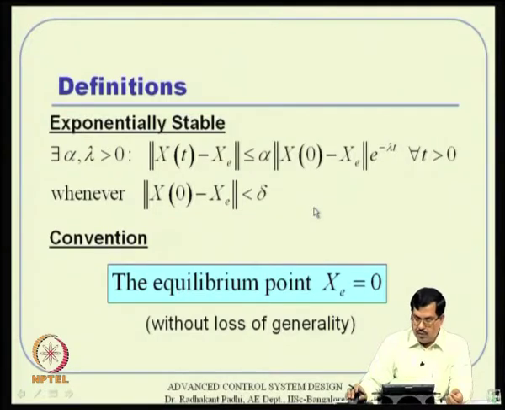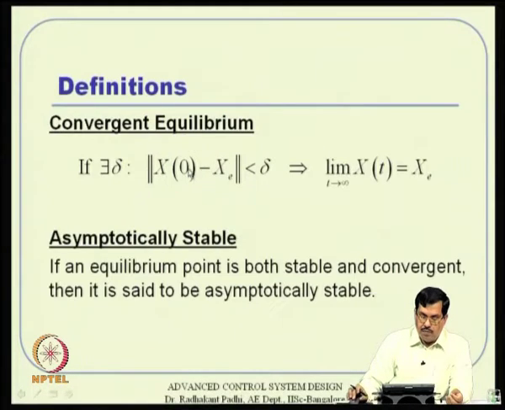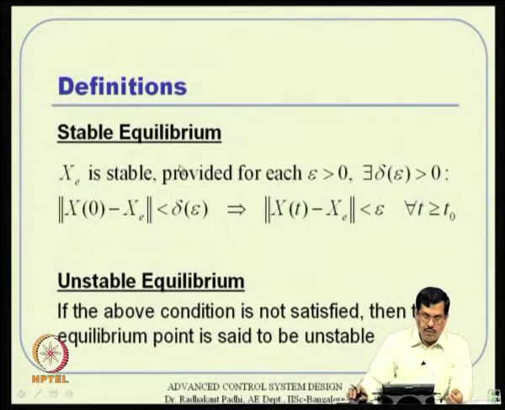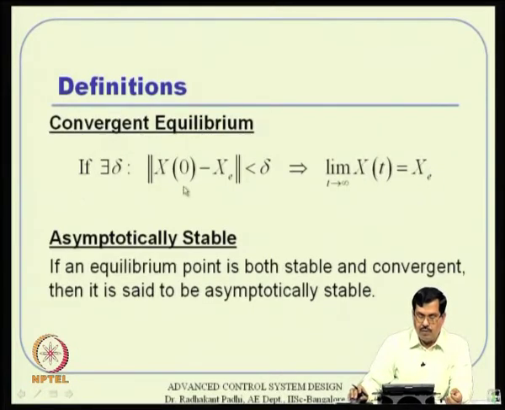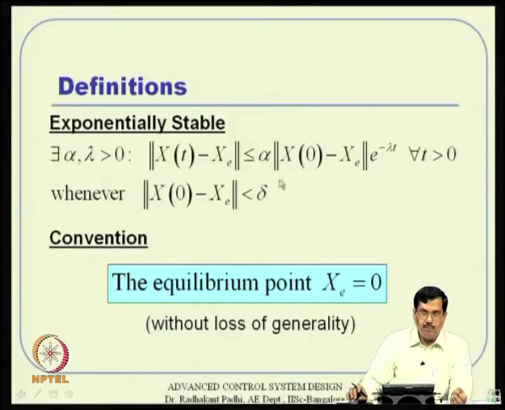These are the definitions. First, the three things we are worried about. First is what is a stable equilibrium point, and if it does not satisfy that, that is unstable. But if it satisfies that, then we are worried about the convergent equilibrium condition. And if both are there, that means the equilibrium point is both stable as well as convergent, then we call it asymptotic stable. And then an even stronger notion is exponential stable.